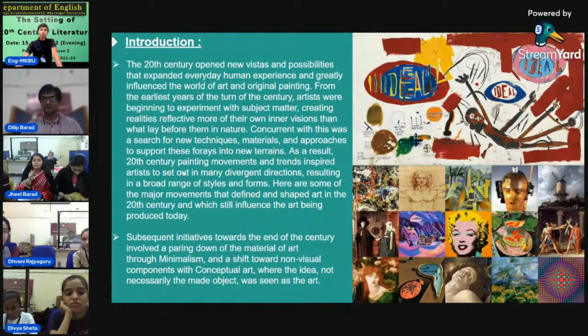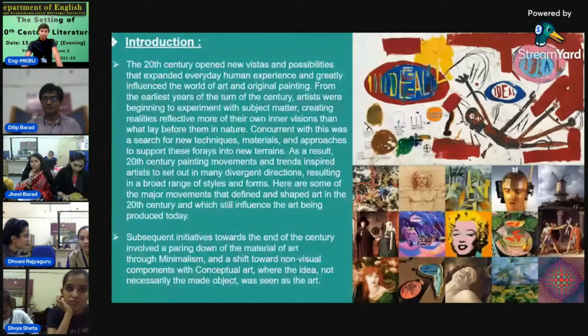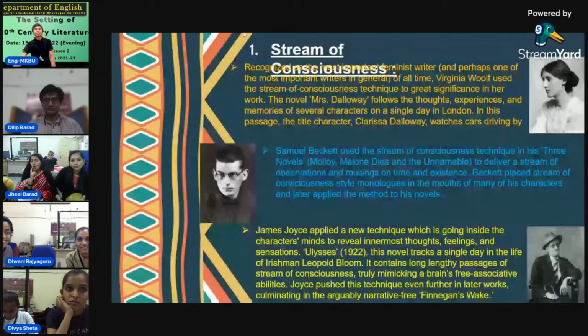So let us move ahead so we can get this kind of background. The new artists were inspired by their own self. They didn't want to follow their predecessors. So the very first movement is the stream of consciousness.